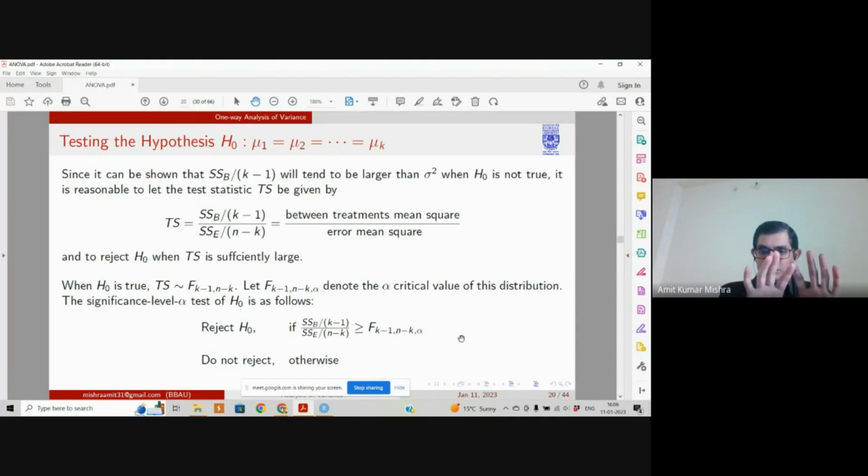So in summary, if all the means are the same, we have two estimators, and both will work fine. If H naught is not true, the estimator which I have put in the numerator will overestimate, so the ratio will be bigger. So if the ratio is sufficiently large, your null hypothesis must be rejected. That is the idea behind it.